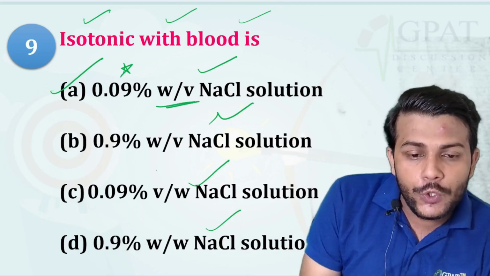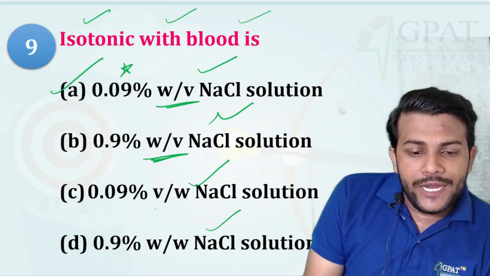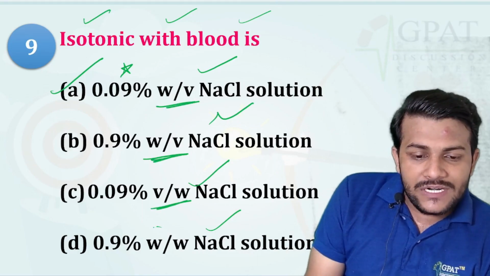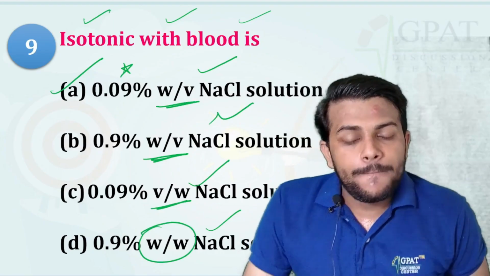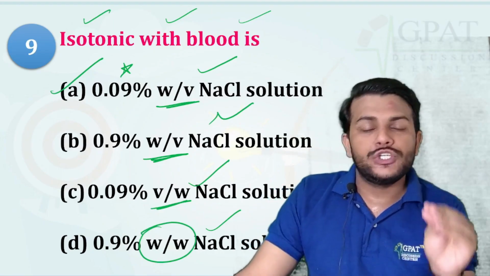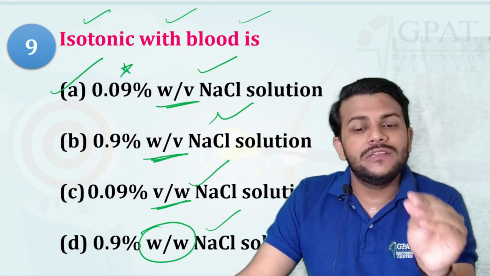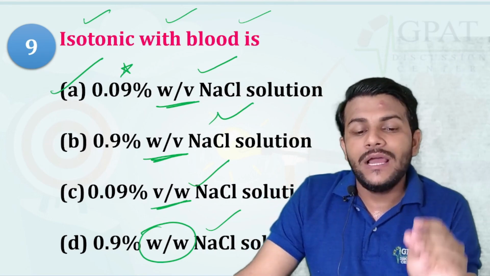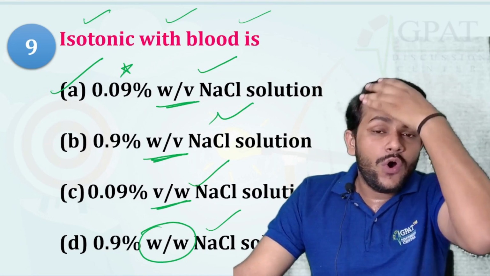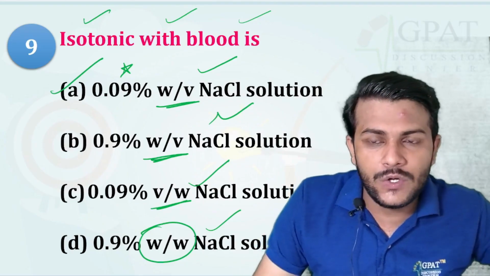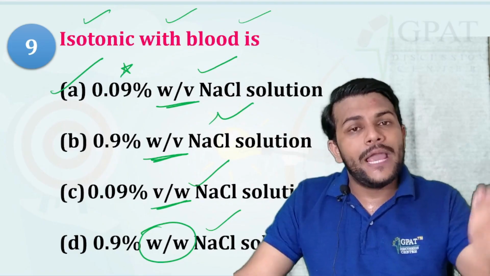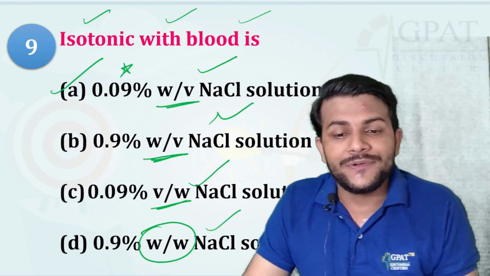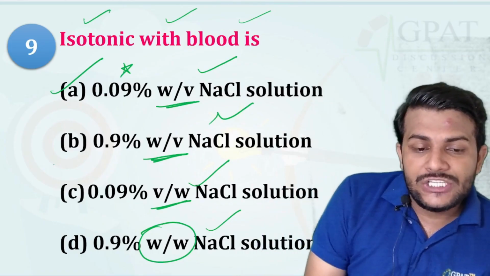It's weight by volume, also weight by volume, then volume by weight, and the last one is a blunder, weight by weight. So NaCl in 0.9% concentration is isotonic to blood. And I hope you know that normal saline used in the hospital has a concentration of 0.9%. Sometimes hypotonic NaCl is used at 0.45%.